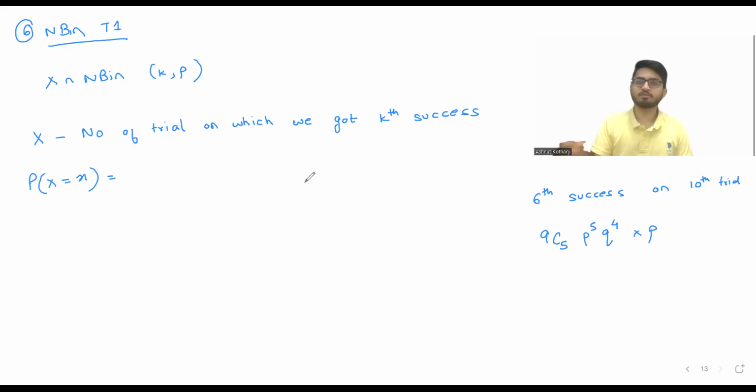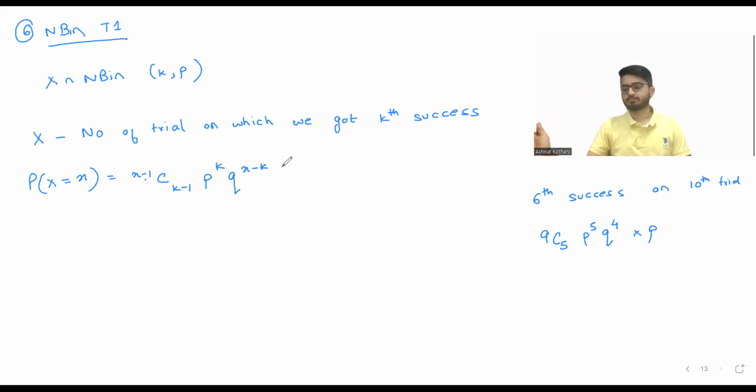Now let us try to construct the general form. On the xth trial we are getting the kth success. So how many successes will we have till x minus 1 trials? k minus 1. So x minus 1 C k minus 1, p to the power k minus 1, and then there's another p as well, and q to the power the number of failures, which is x minus 1 minus k minus 1, or directly I can write it as x minus k. If on the xth trial I get the kth success, then my total failures are x minus k.